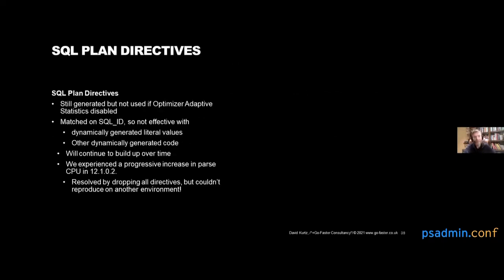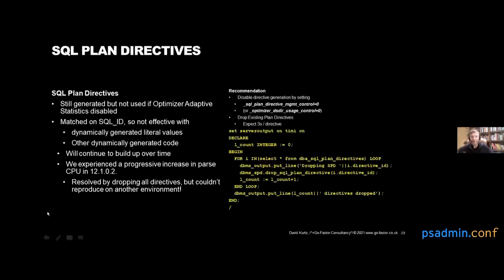If you've been through 12.1, you might have a ton of SQL plan directives in your system. Again, they're tied to SQL ID, so they're not terribly effective. There was a bug in 12.1 where it caused performance problems. I think it's been fixed, but I'd be perfectly happy to turn plan directives off. And if you have to drop a ton of plan directives, well, you'll have to go through and drop them one by one.